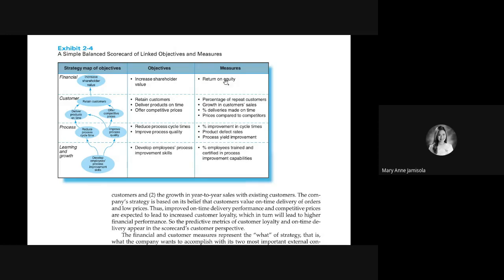Okay, then after we decide on the measures in relation to our objectives, we should also set a target. So for example, percentage of repeat customers. This is our measure, right? Let's say our target is to get at least 50% percentage of repeat customers. Okay? So after defining what are the measurements that we can use in order to know whether we have achieved our objectives or not, again, you need to set a target.